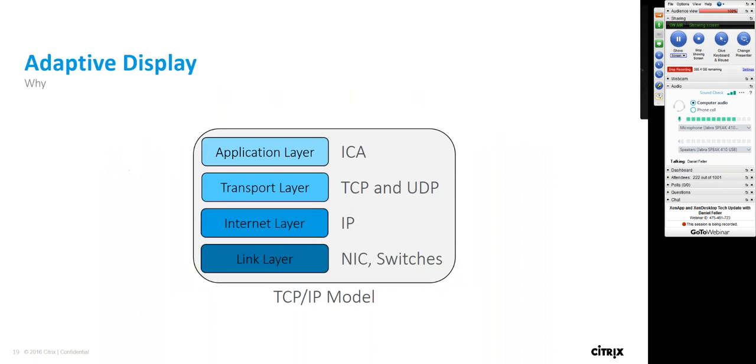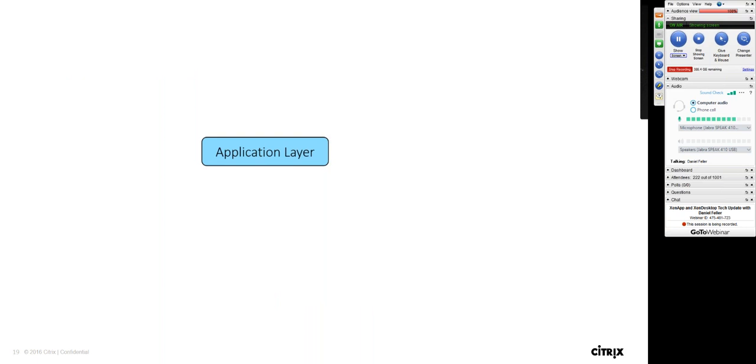All right, so this next one goes into more or less HDX in general. There's been a lot of improvements over the past one or two quarters. And so I want to take a step back and just look at the TCP/IP model and the 4 layers and what's operating on different layers.